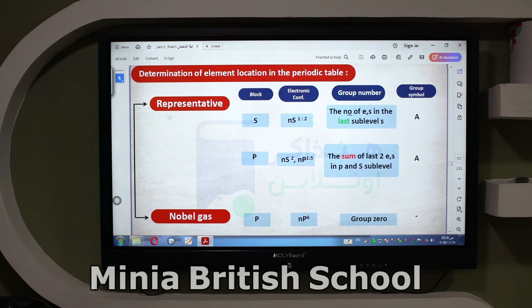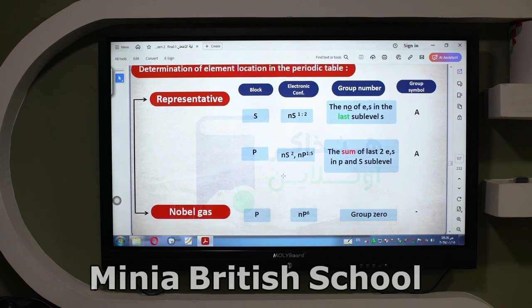To determine the group number, we make the summation of the electrons in S and P. And the period number is N. This N is called the period number. So if N equals 3, this element is located in the third period. And the group: S has 2, and we can suppose that P has 3, so 3 plus 2 equals 5. This element is located in 5A.